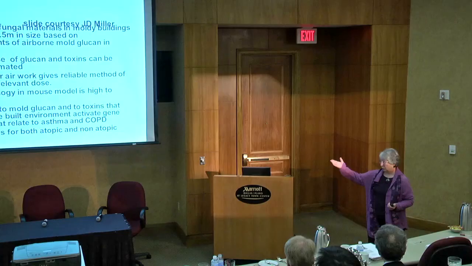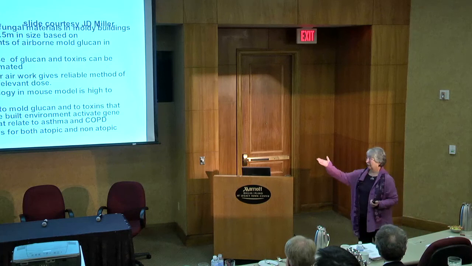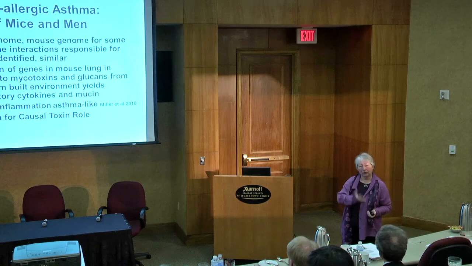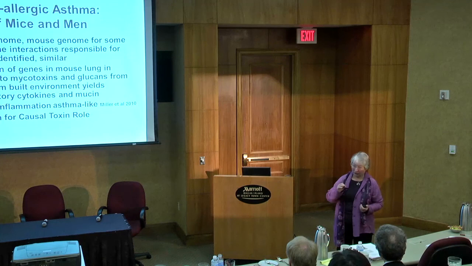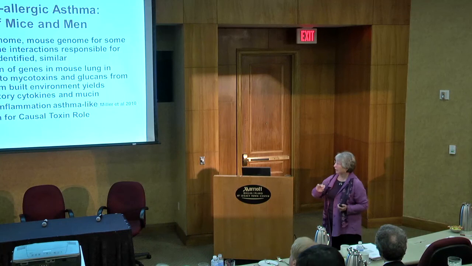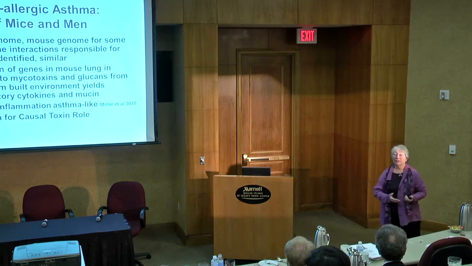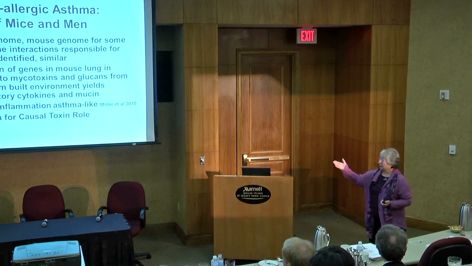So that's what got David Miller looking at the toxic mechanism, and he found that in this study where you had the mouse genome being activated and you could actually quantify the exposure to concentrations that are normal to finding these substances within damp buildings, you had responses in the mouse, the production of mucin, the production of inflammatory cytokines, which are the things that you see clinically when you're examining the patient. Okay, so that gives you an indication for a causal toxic role in non-allergic asthma.